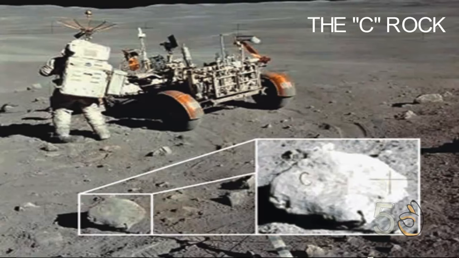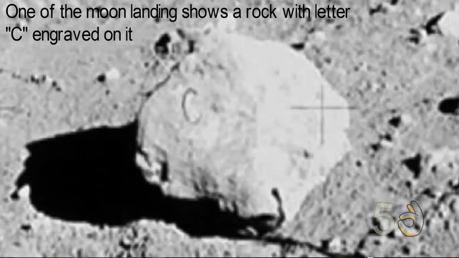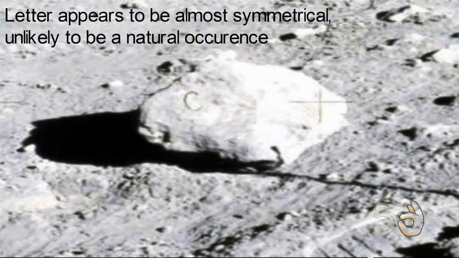The Sea Rock. One of the most famous photos from the moon landing shows a rock in the foreground with what appears to be a letter C engraved into it. The letter appears to be almost perfectly symmetrical, meaning it is unlikely to be a natural occurrence.